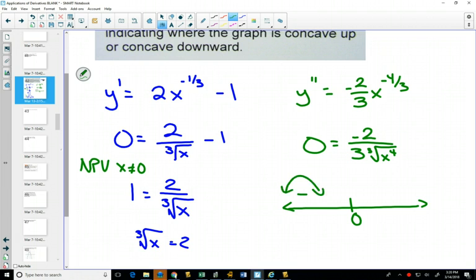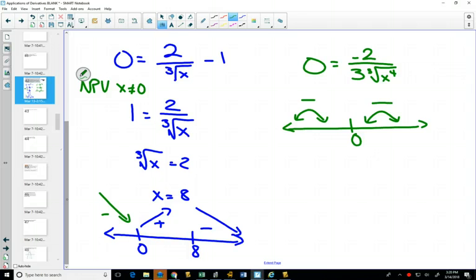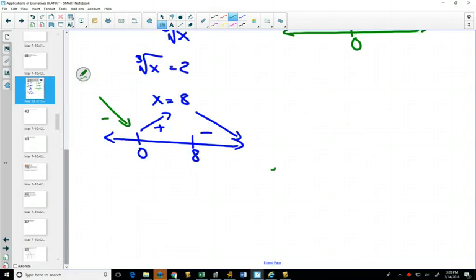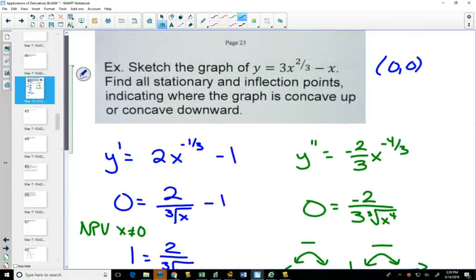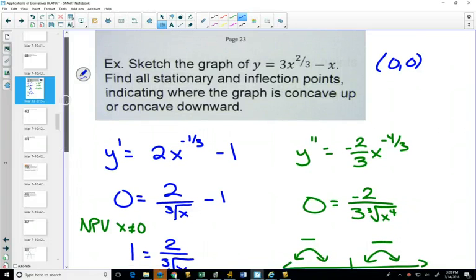Oh, that doesn't look like a cyclops. There we go. The negative cyclops and the negative cyclops. It's always concave down. This is a weird function, supposedly. Okay? We've got a local maximum at 8. So let's figure out what that point is. We can plug in 8 into our original function, which is going to be 12 minus 8, 8 comma 4.